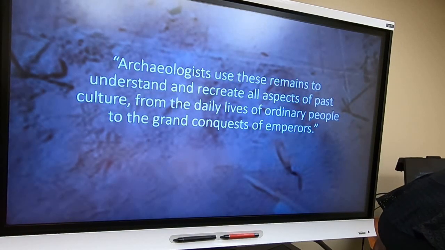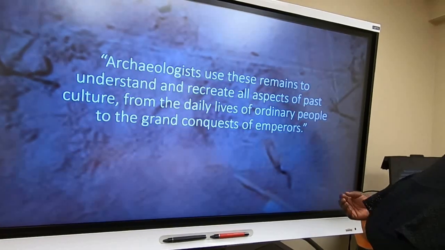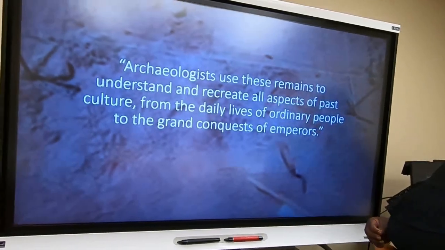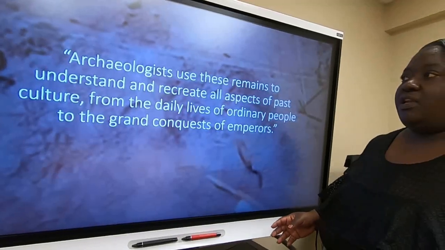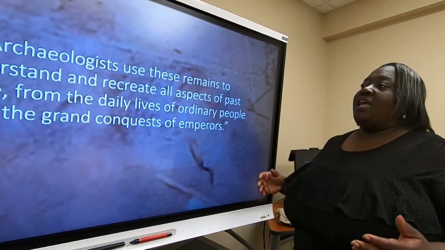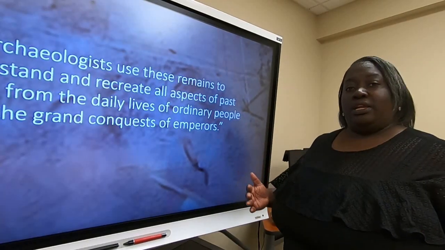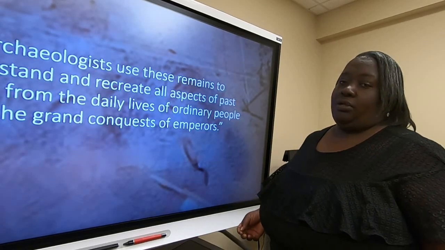Archaeologists use these remains to understand and recreate aspects of past culture, from the daily lives of ordinary people to grand conquests of emperors. Archaeologists are the people who go out and find these things. They find these things in order to make a story. They make the story so we can understand what was going on and why it was going on.